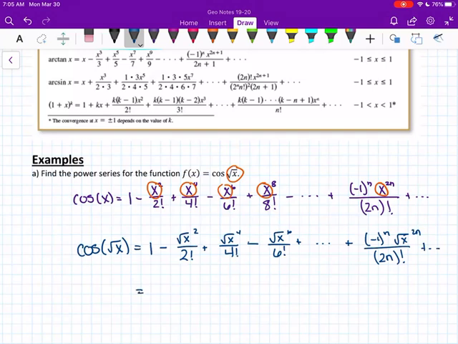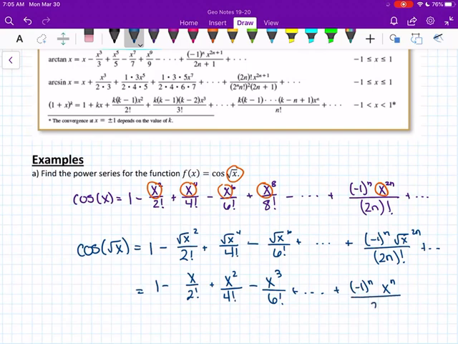And when I simplify that, I'm going to get 1 minus x over 2 factorial plus x squared over 4 factorial minus x cubed over 6 factorial after everything cancels. So the general term would be negative 1 to the n, and the square root and the 2 cancel, so I just get times x to the n over 2n factorial.